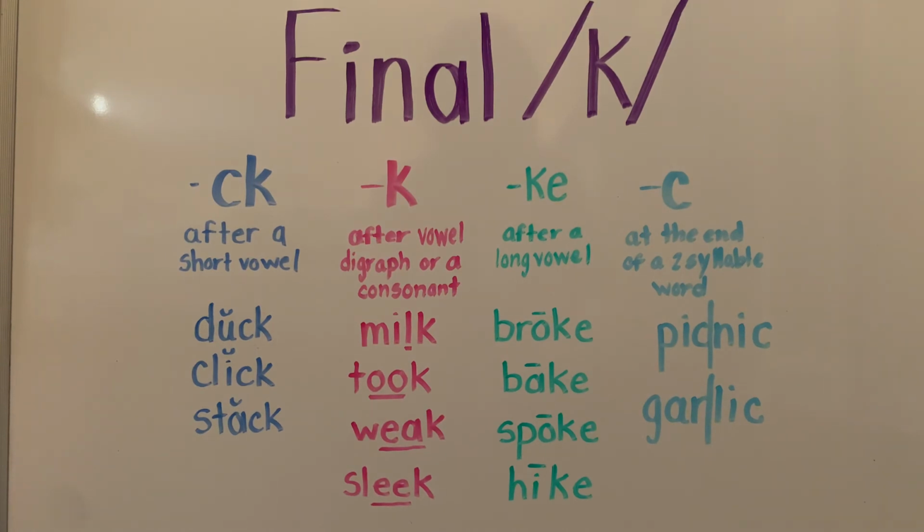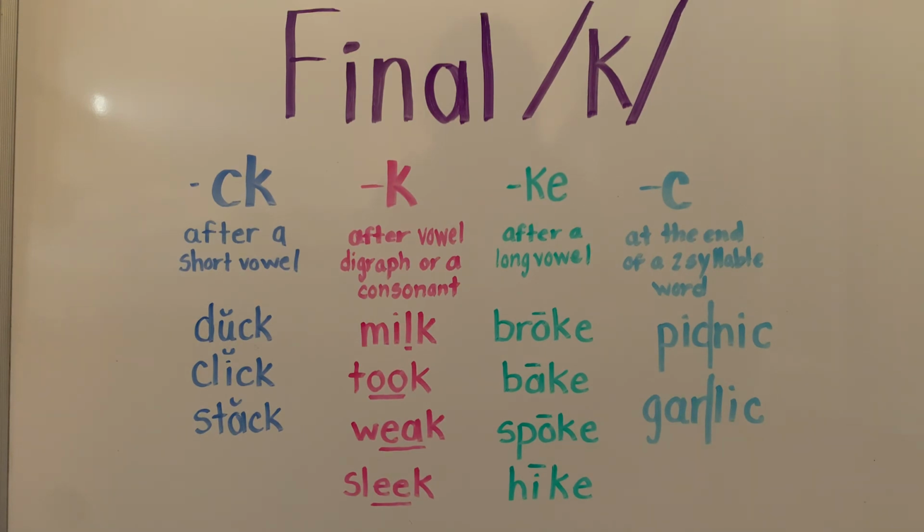So my first example is picnic. It is 2 syllables, and I even put the syllable break to point it out to you. So it's going to be the C on the end. Same with garlic, 2 syllables. So it's going to have the C pattern on the end, making the K sound.